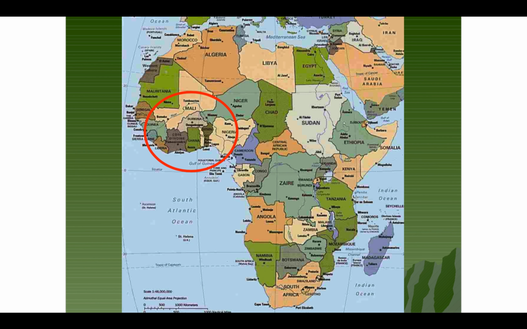So West African masks, we're going to start, this is the area of Africa that we are going to be talking about.